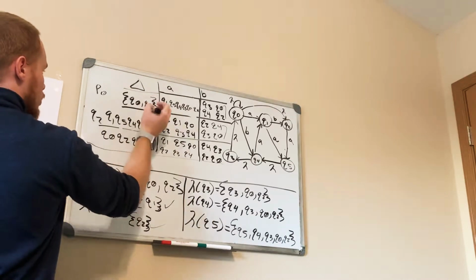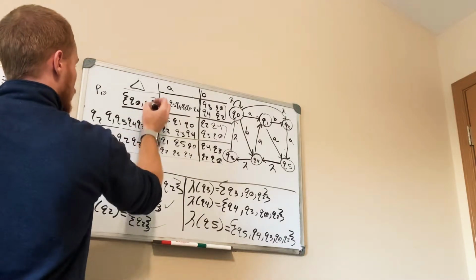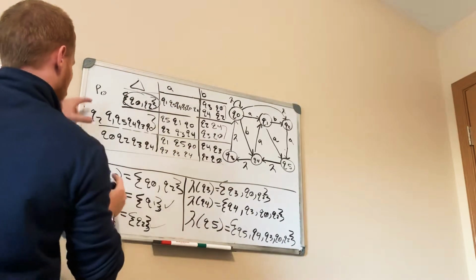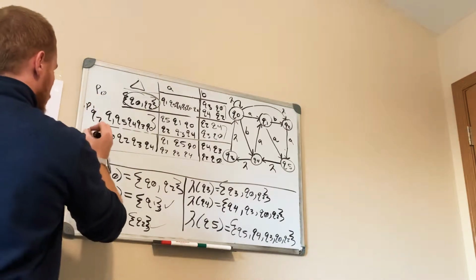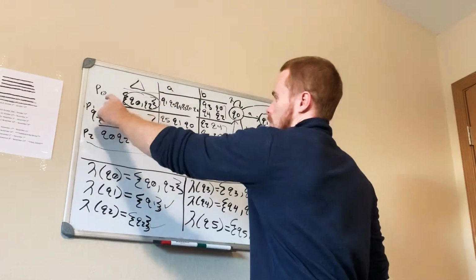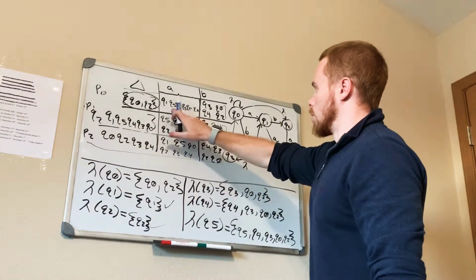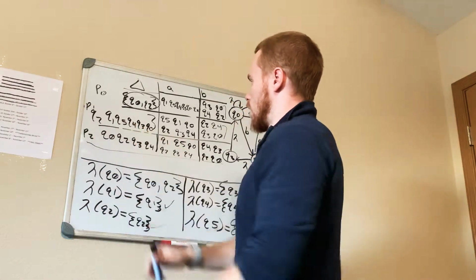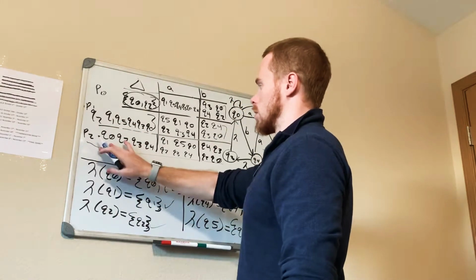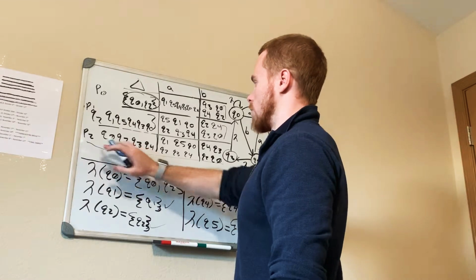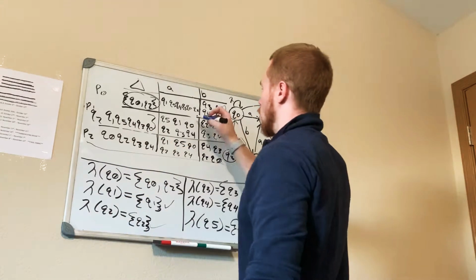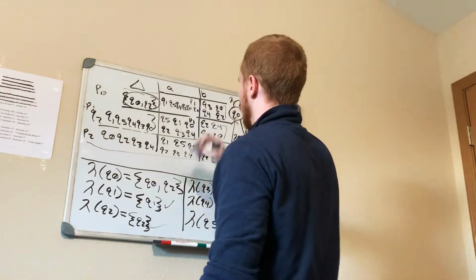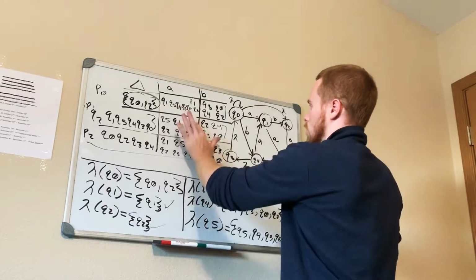So P0, this is going to be a state. This is P0 right here. P1 is going to be this one. P2 is going to be this one. So P0, P1, P2. If we go in here, this is 0, 1, 2, 3, 4, 5. This is everything except for 5 and 1. So this is P1. I should have used a different color here.